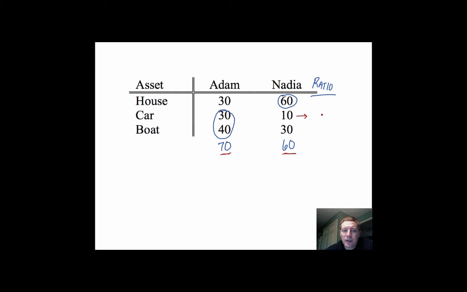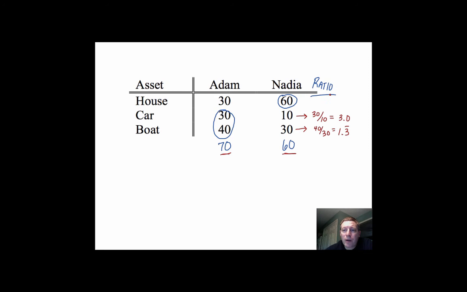We're trying to figure out which one is valued less by Adam. So the Adam to Nadia ratio of the car is 30 to 10, based on the point value. The Adam to Nadia ratio on the boat is 40 to 30. And this ratio should help us tell which item does Adam prefer the least. So if we look at the ratio in reduced form, 30 to 10 reduces to 3.0, and 40 to 30 reduces to 1.3 repeating. So one of these ratios is clearly higher than the other one.